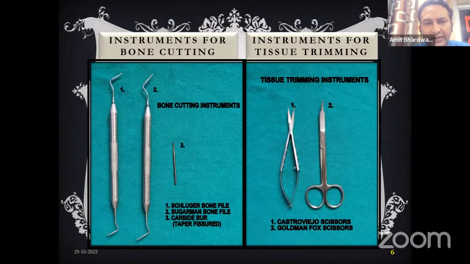So a bone file is a very good instrument. Then comes tissue trimmer instruments, for example, two scissors: Castroviejo and Goldman-Fox scissors. Very good fine scissors. You can debride any tissue tag. You can clear any excess tissue with the help of these two scissors. Very fine tipped scissors both.